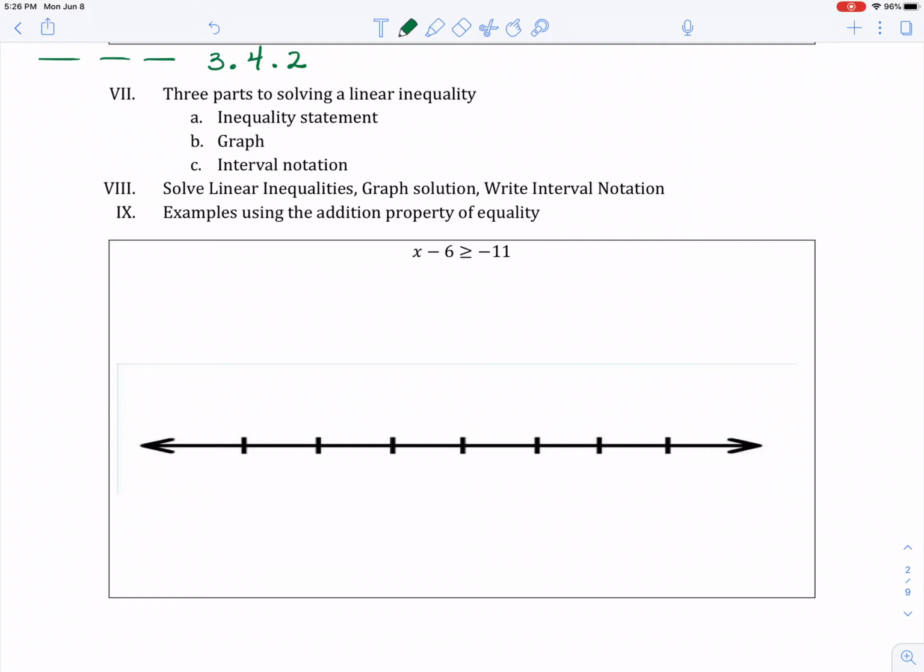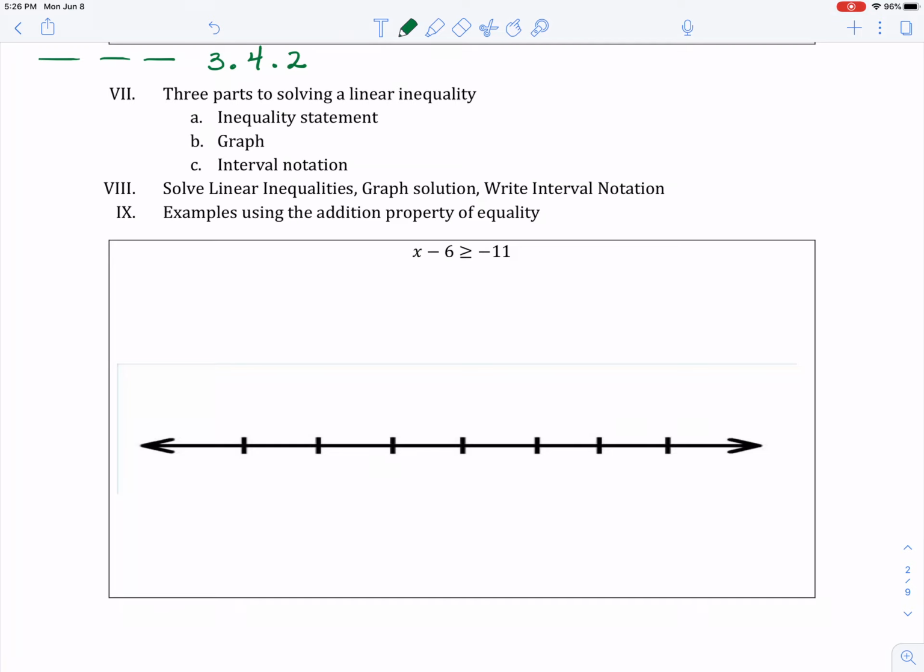All right, here we are again in section 3.4. This is video number 2, and I'm going to show you 3 parts to solving a linear inequality. So first, when we solve the linear inequality, we're going to write the inequality statement, we're going to include a graph, and we're going to write it in interval notation. So those are the 3 things that we practiced in the previous video.